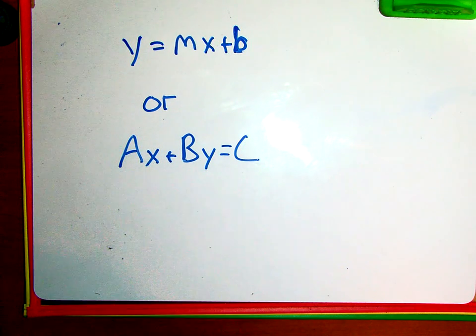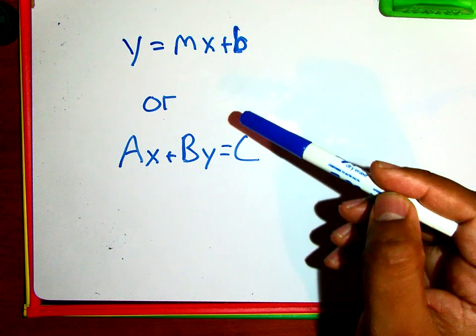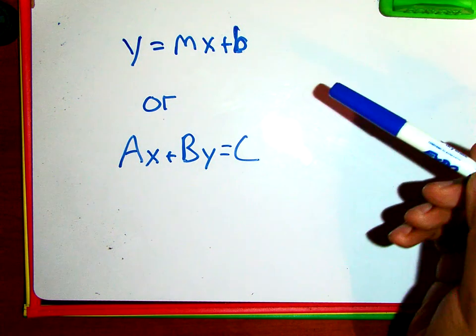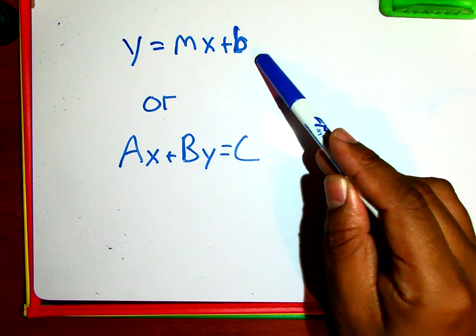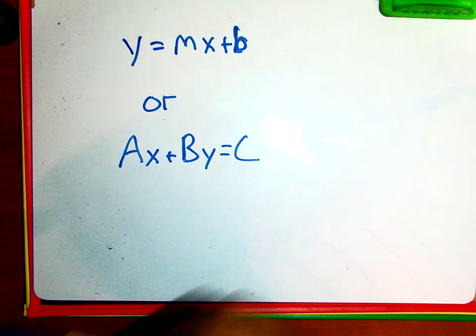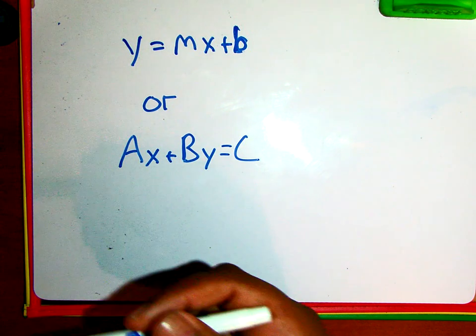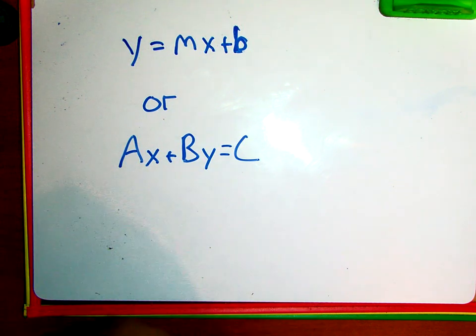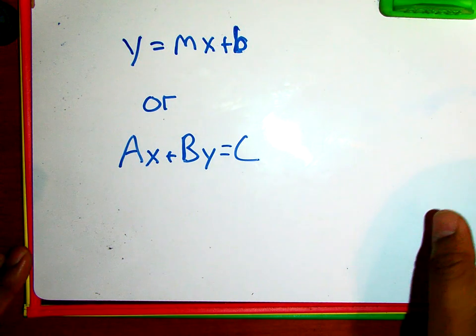Okay? So if it tells you, hey, it starts off at this, or it begins with this, or the original amount was this, and it moves this every so often, then it's going to be y equals mx plus b. But if it says something like we had this many of this plus this many of that, and the total was this, then you want to use ax plus by equals c. So let's take a look at a couple examples.